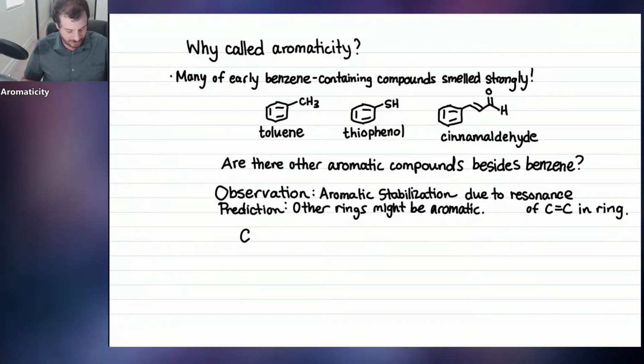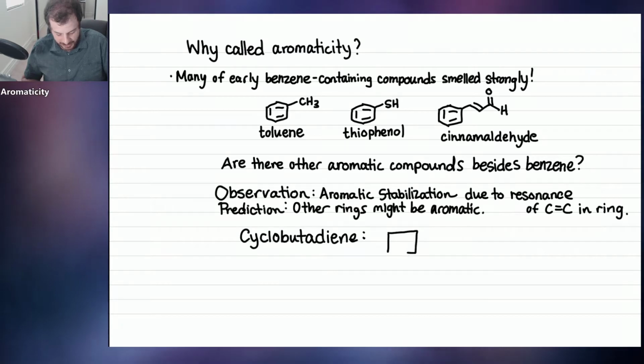So they first tried to make cyclobutadiene. Cyclobutadiene is basically benzene, except instead of a 6-membered ring, they thought, let's go even simpler and just do a 4-membered ring. So this is cyclobutadiene. It's just like benzene, except instead of 6, it's just 4. And it's got those alternating double bonds also.